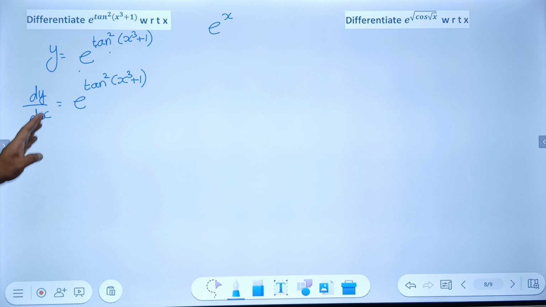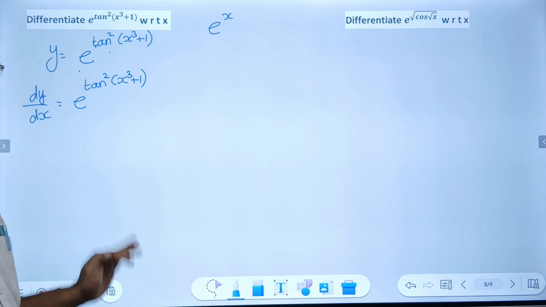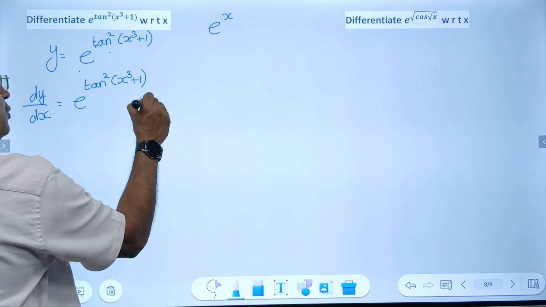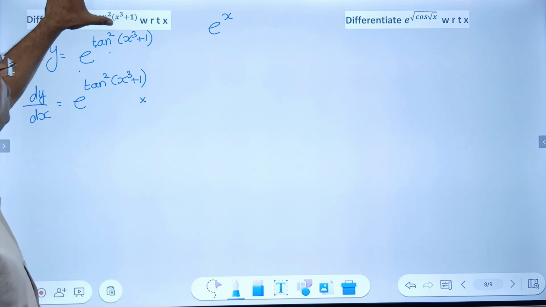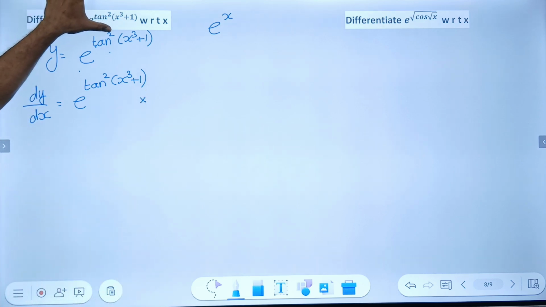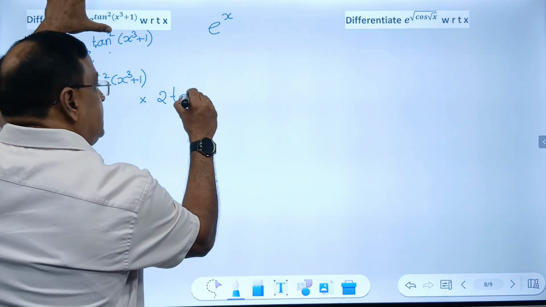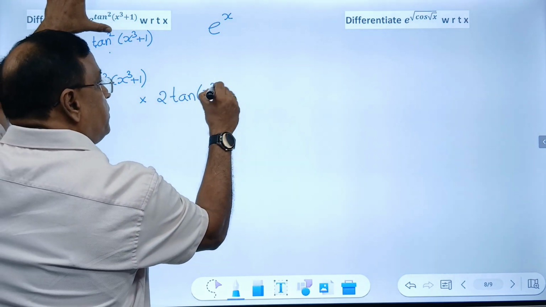E power tan square x cube is e power tan square x cube. Done with e power. Into, now go to tan square. Now here what do you see first? I see 2 first. That is 2 tan x cube plus 1.